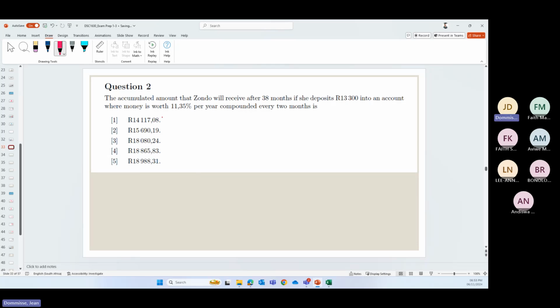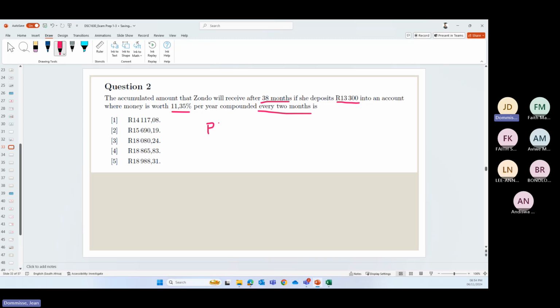The accumulated amount that Zondu will receive after 58 months if she deposits 13,300 into an account where money is worth 11.35% per year, compounded every 2 months. Okay, so now we're going into compound interest. So with compound interest, we can use our financial calculator.